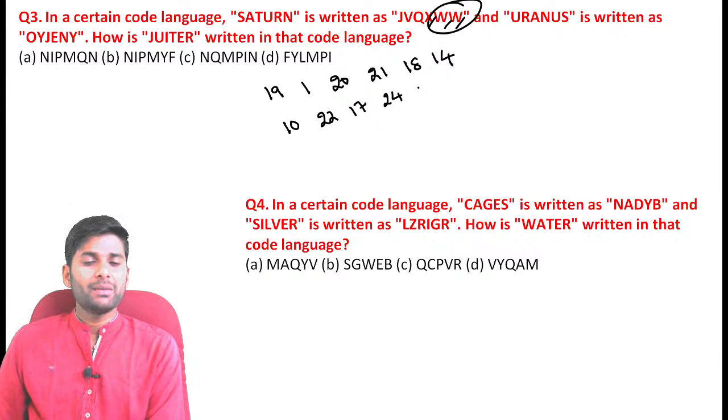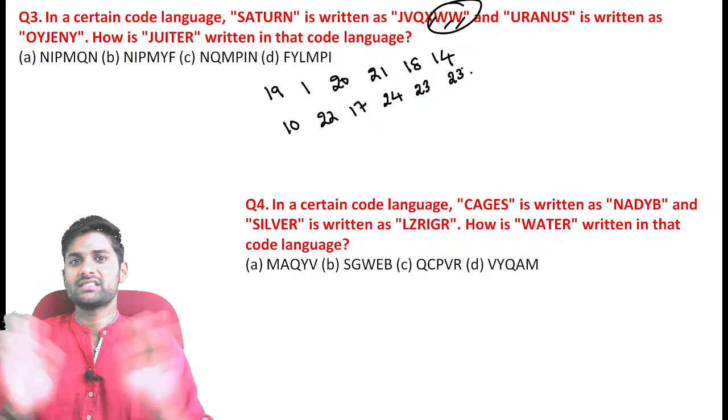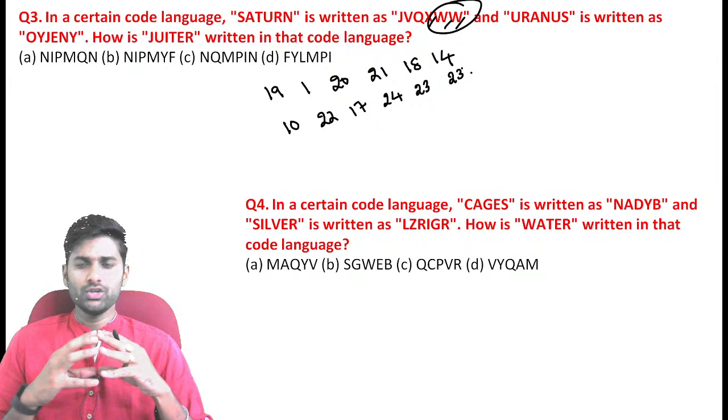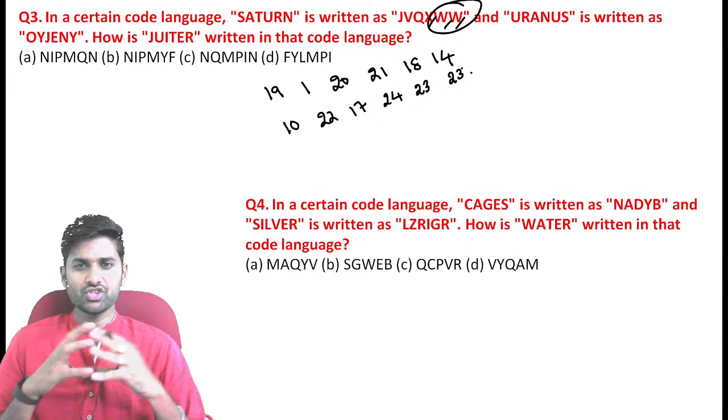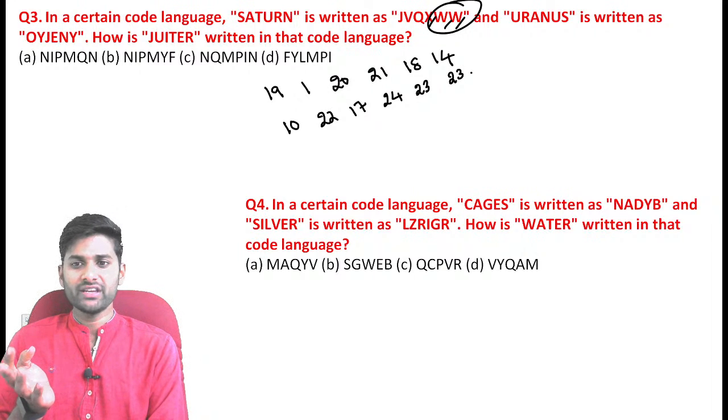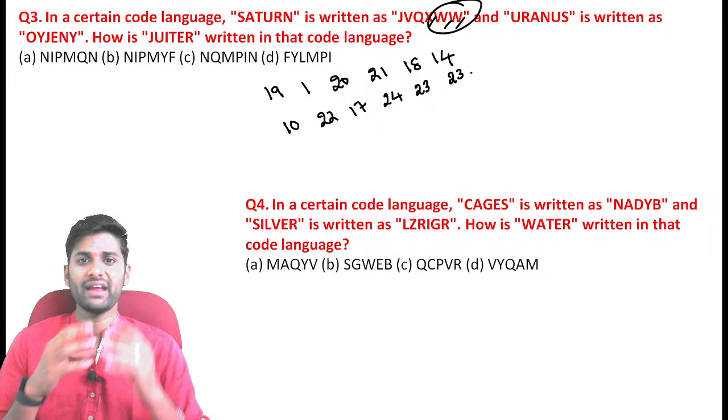See, W is 23 and here 23. That is the overall value. Now see what is the relation here. Now see 19 to 10, for example. If you take it as exact position to position, 19 to 10, the value becomes minus 9. 1 to 22, the relation is defined as 21 variable.